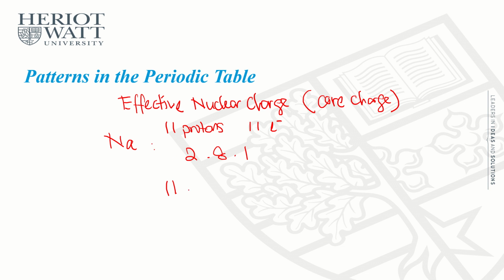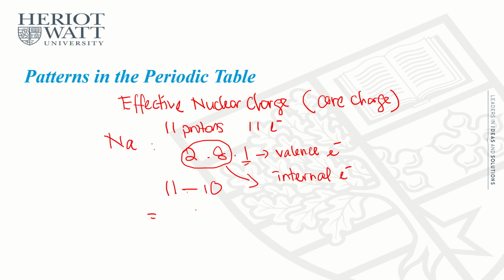So I have 11 protons, and I'm going to subtract the internal electrons. This one single electron is the valence electron. Whatever electrons are outside the valence shell, we call the internal electrons. So in total I have 10 internal electrons. 11 minus 10, proton number minus internal electrons, gives positive 1. And that's the nuclear charge, also called the core charge, of sodium.